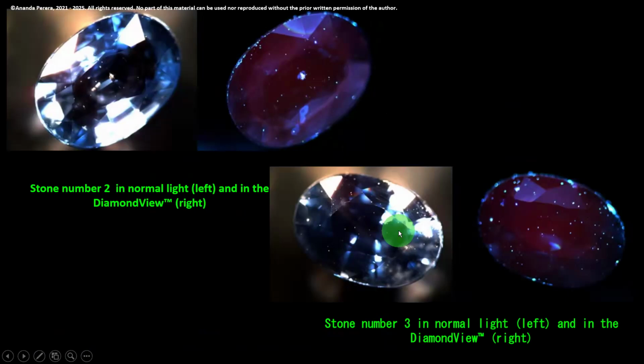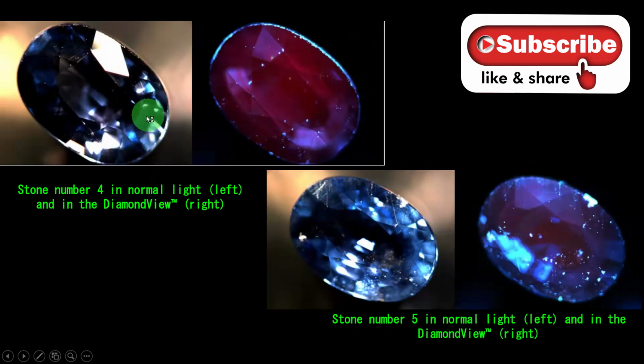Then that is fluorescence. Stone number 2 in normal light left and the DiamondView light right. Stone number 3 in normal light left and the DiamondView UV right. Stone number 1, 2 and 3. Stone number 4 in normal light left, in the UV light fluorescence. Normal light, stone number 5 left, UV right. You can see the fluorescence.